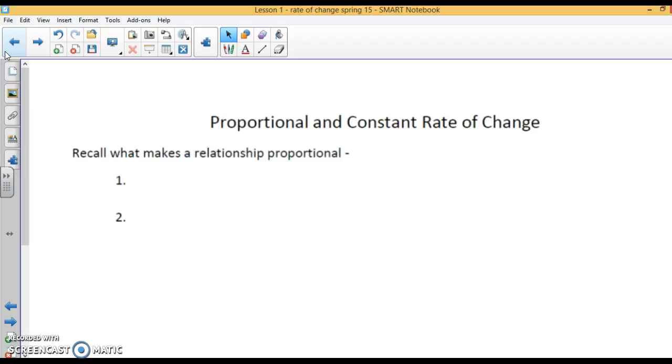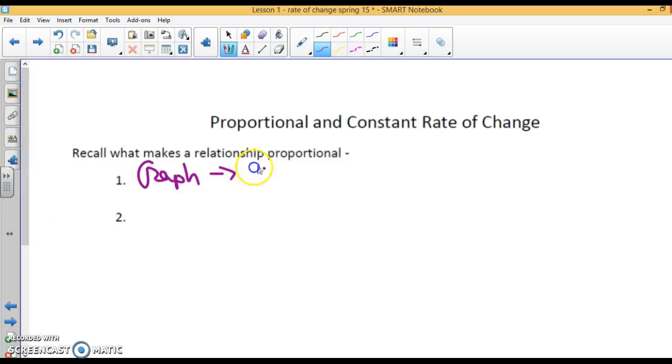This first lesson is really a lot of review of things that we've done this year, but it's an introduction to linear unit. All right, what makes a relationship proportional? Well, for it to be proportional, we are talking about a graph. It is a straight line through the origin.